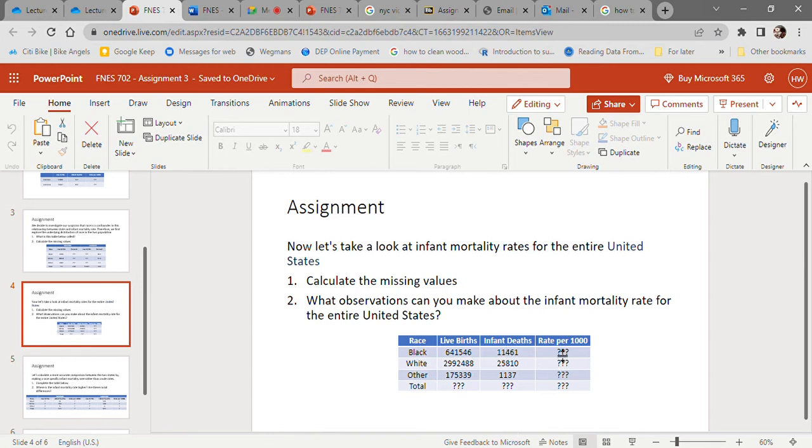And then you're going to calculate the rate per 1,000. Remember, the denominator is live births, and the numerator is what is the actual event we're interested in, infant deaths. Infant deaths over live births gives you a number, multiply that by 1,000, and that gives you the rate. You're then going to calculate the rate for all three race categories, and then the total.